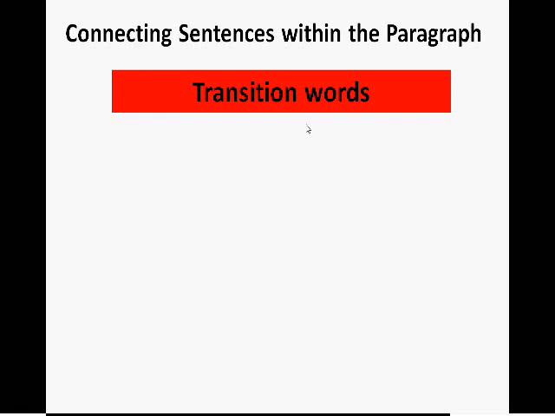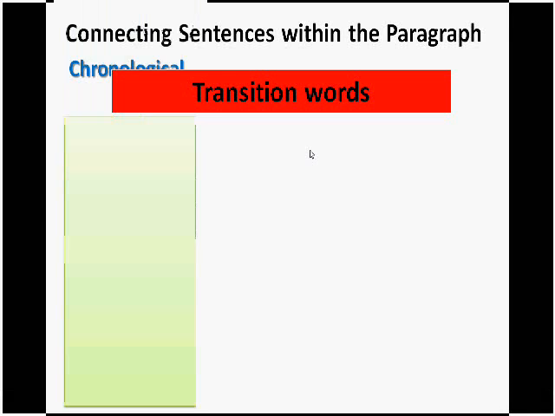Okay, connecting sentences within the paragraph. How should I connect sentences? I don't just write sentences alone like that, okay? I try to connect them. And there are lots of ways to connect the sentences within the paragraph. The words which we use to connect sentences, we call them transition words, okay? And you will know the words whenever you see them right now, okay?